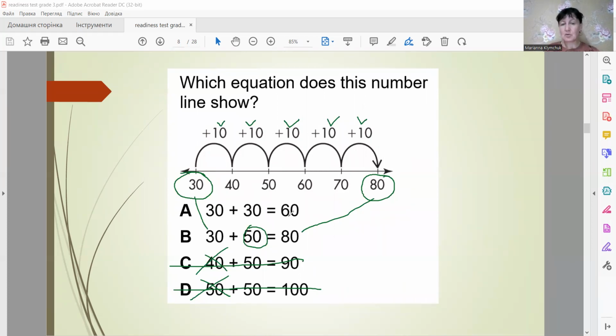Why is the first one not good? Because the end is 60. Okay, but we didn't stop here at 60. We stopped here at 80. This is what you need to think logically and understand. Okay, so this is our answer, and I explained to you why, how do we think. Again, we look at the beginning, where the number line starts, we look at the end, what number it stops at, and see beginning, end, and check if the middle is the same. Okay, that's it.